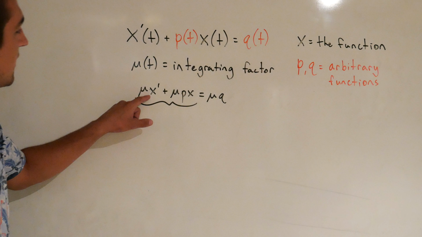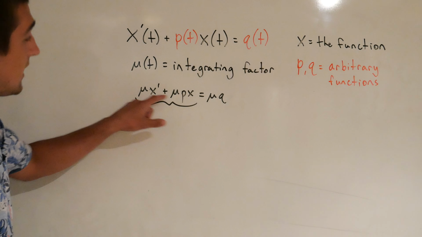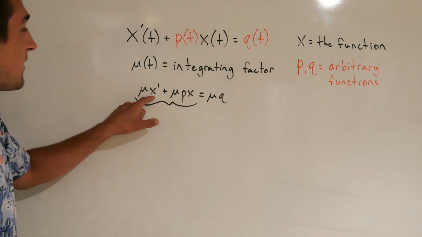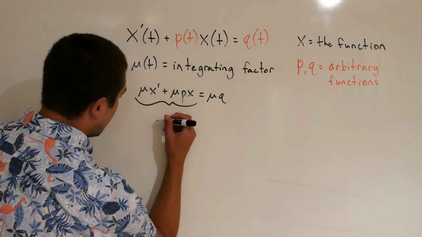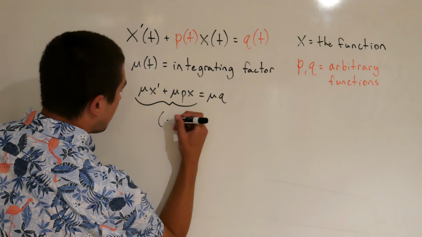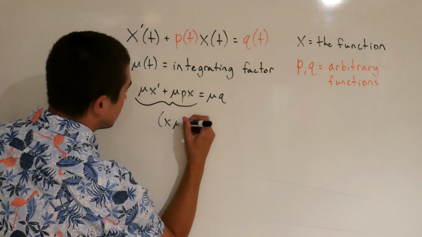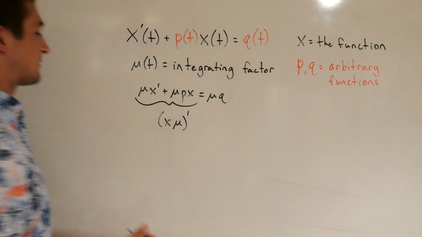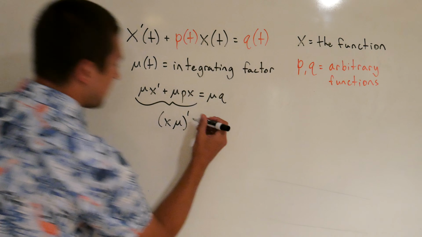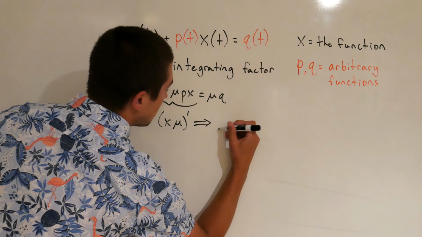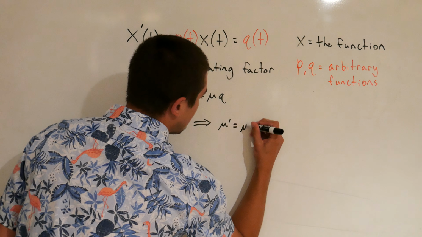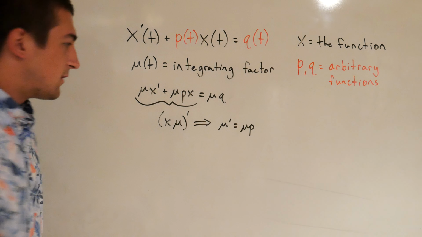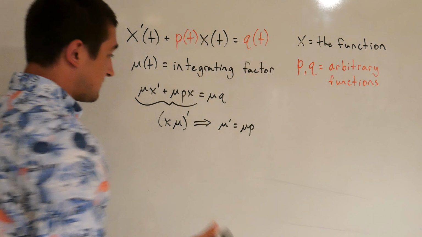We have the derivative of one function times another function plus that function that we had the derivative of previously times another function. So we can assume that this is x times mu all prime. This is the derivative of x times mu. And that means that the derivative of mu, or mu prime, must be mu times p. And now we can solve for mu. This is just a separable differential equation.